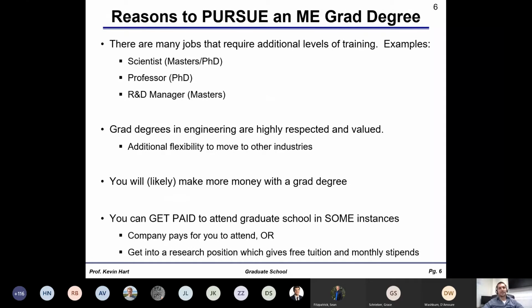Reason number one is that there are many jobs that would require an additional level of training. Things like a scientist, a professor. If you want my job, you got to get a PhD. Sadly, but it's the truth. R&D manager.